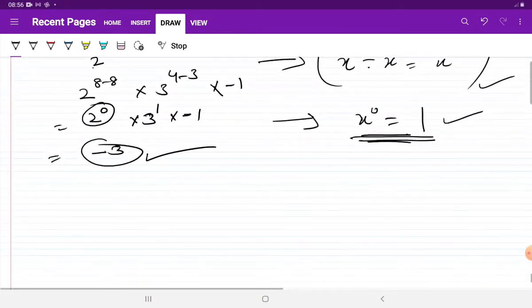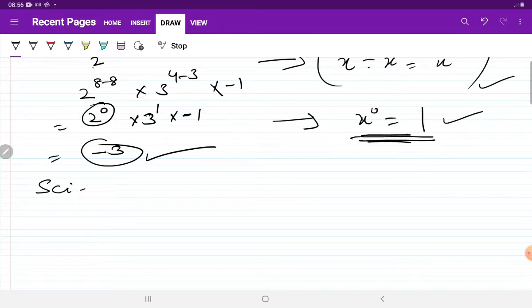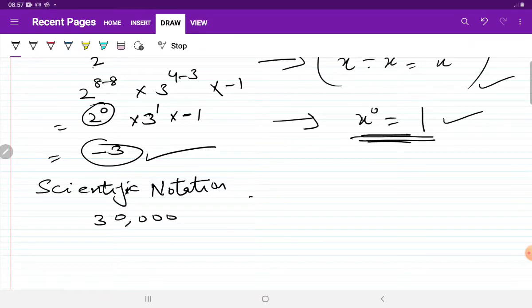Okay, now I'll start my next topic. That one is the last one. So how can we use exponents for large numbers? That is scientific notation. Like I have a number, 30,000, I have to write. I have to write this number in exponential form.